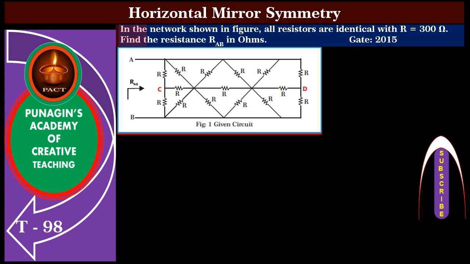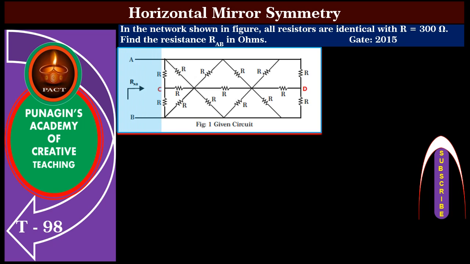Friends, in this problem, it is given that in the network shown in figure, all resistors are identical with R equal to 300 ohm. We are required to find the resistance RAB in ohms.